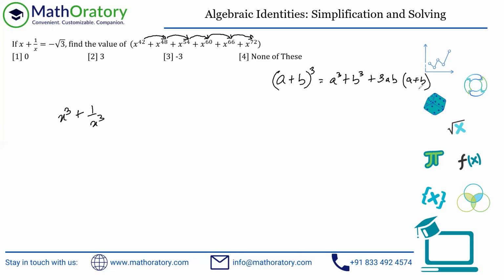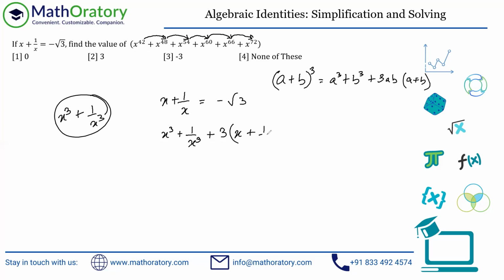So we have x plus 1 by x as minus root 3. And this is our target. This is what I want to find. So just cube this. So x cube plus 1 by x cube plus 3 into ab. So x into 1 by x, that is nothing, I mean 1, but multiplied, into x plus 1 by x. So this is what we have. And that is coming out to be cube of this.